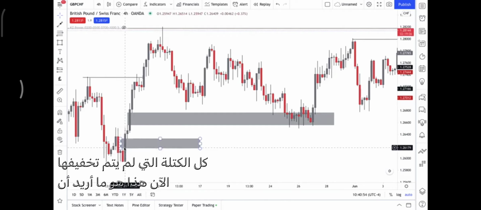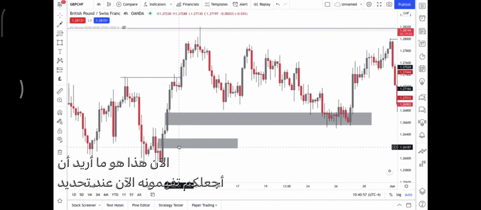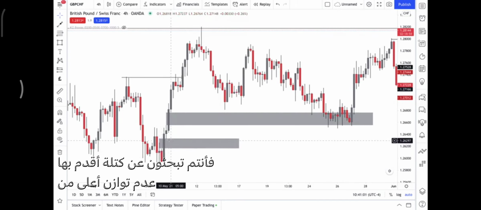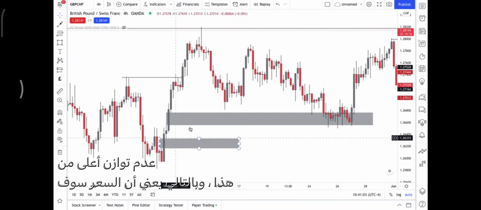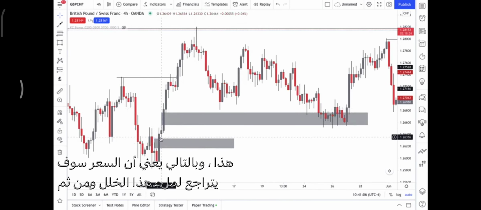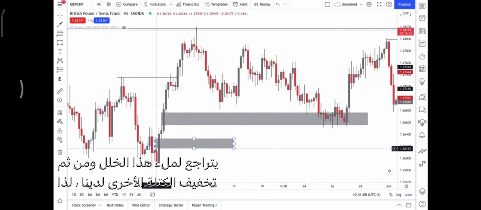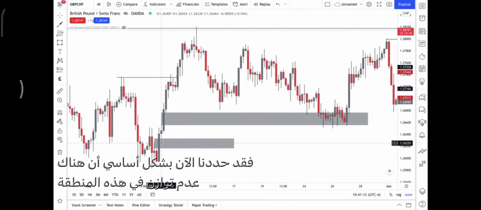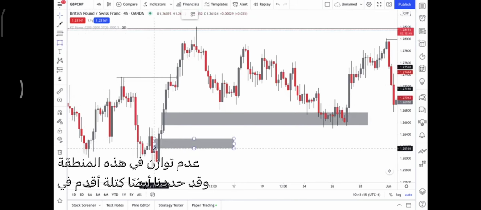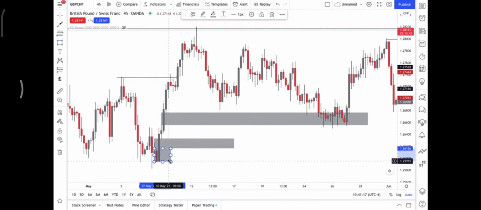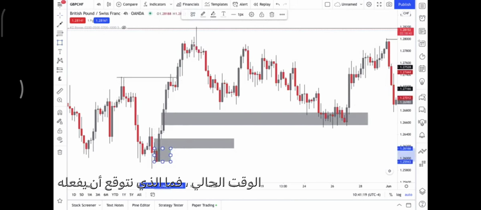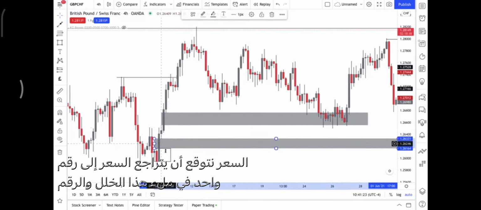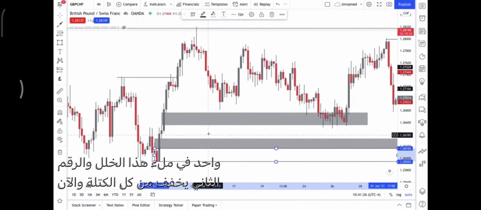Now, this is what I want to now make you guys understand. When identifying an order block, you look for an order block that has imbalance above. This therefore means price will pull back to fill in that imbalance and then mitigate our order block. So essentially, I now have identified that there is imbalance at this area. And we have also identified an order block, right? So now what do we expect price to do? We expect price to pull back to number one, fill in this imbalance, and number two, mitigate this order block.